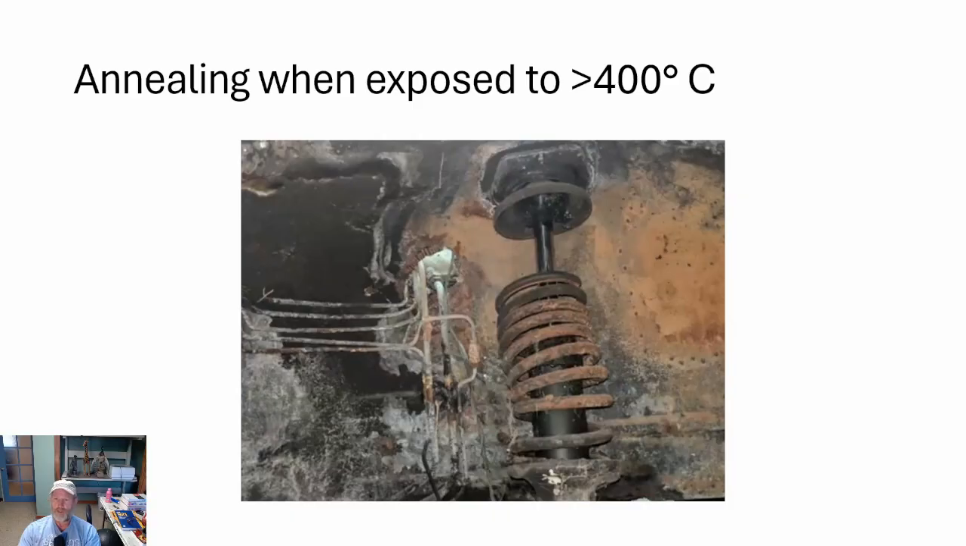This is an example of a shock absorber spring from a garage fire. The spring itself, as you noticed, is shorter than what it would normally be. So originally it was under some compression, and the elevated temperature caused an annealing to occur that resulted in it losing that compressive force.